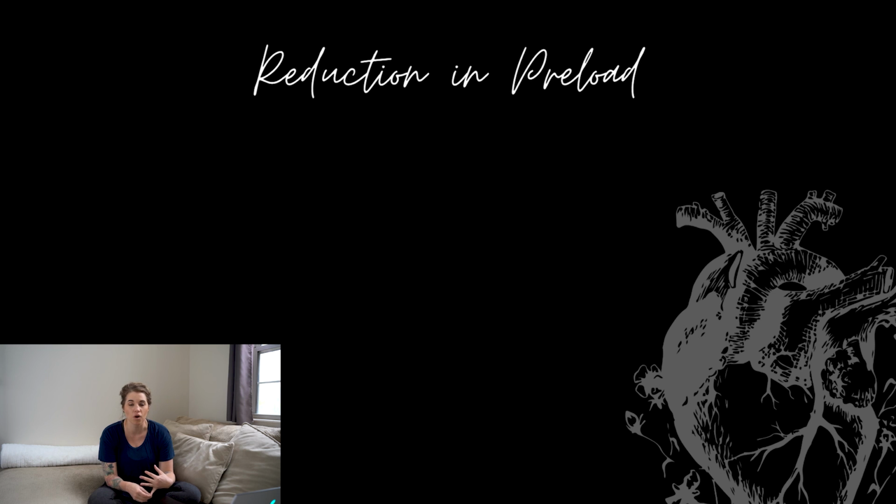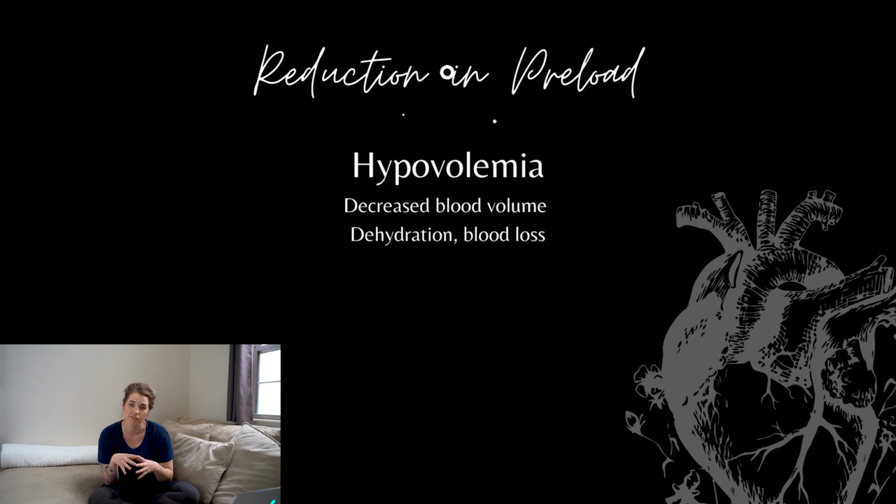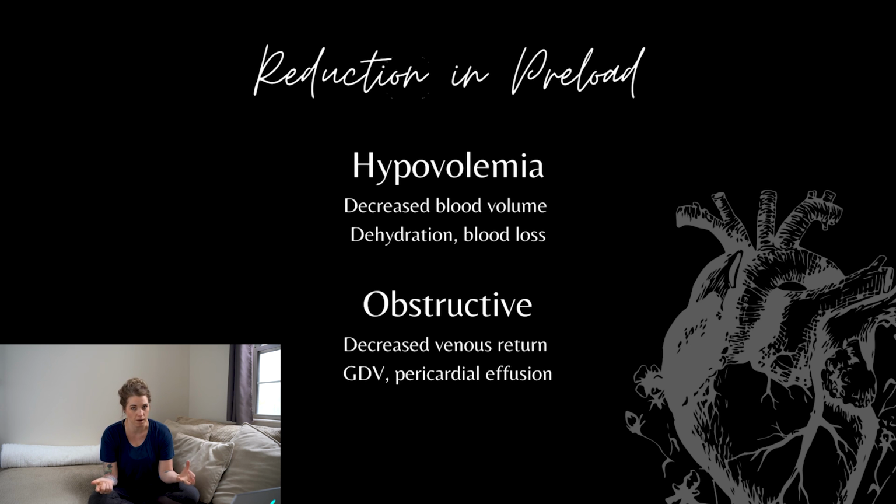Causes of a reduction in preload can include hypovolemia, so a smaller total blood volume that can be caused by severe dehydration or blood loss from trauma or from an abdominal mass that's now bleeding and causing a severe hemoabdomen, or from obstructive loss. An example of obstructive loss would be a pet with a GDV that has reduced venous return to the heart, or a dog with pericardial effusion whose heart is not able to fill as much because of all of the blood or fluid in their pericardium preventing their heart from filling.